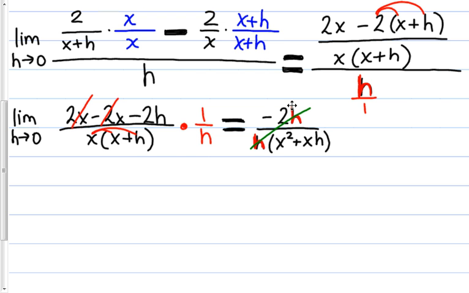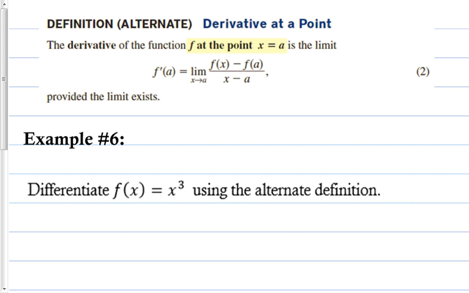Okay, last but not least, this is an alternative to the formal definition of a derivative using h. Instead of using h, this one uses a, and it looks more like slope. It basically is slope. It's just using a limit. And then I said the third kind was using delta x. Anyway, example 6, differentiate f of x equals x cubed using the alternate definition. So I'm going to write down the definition before I start working.